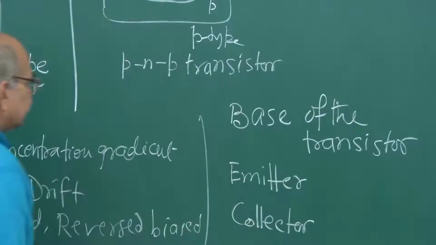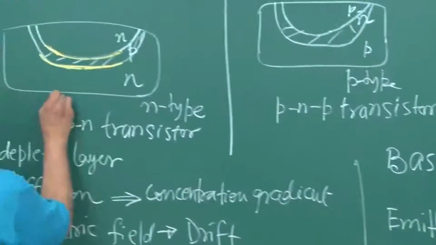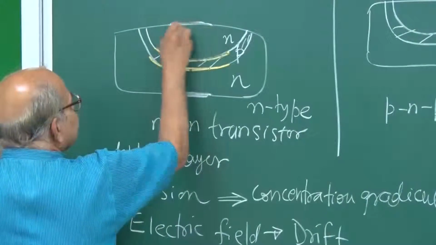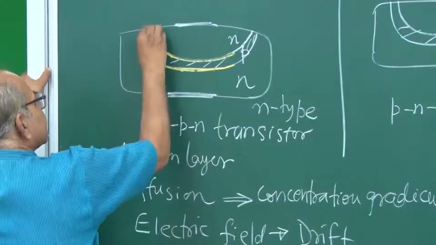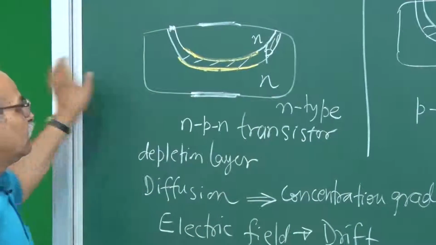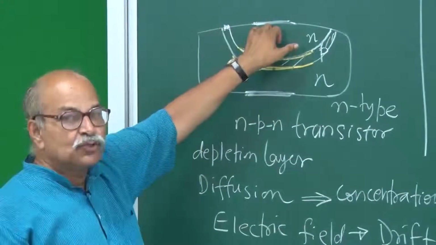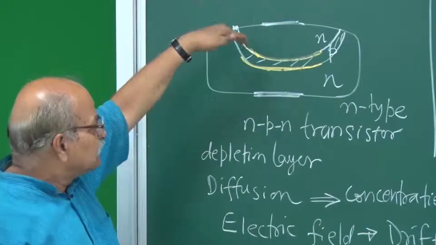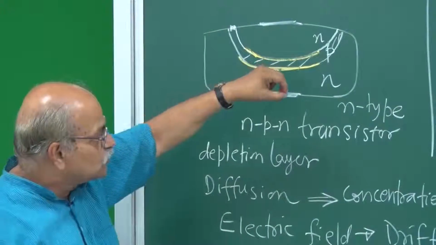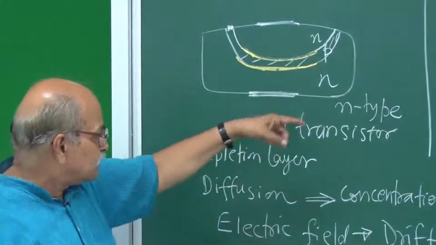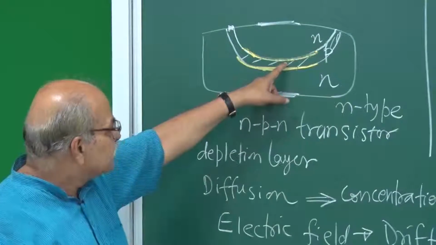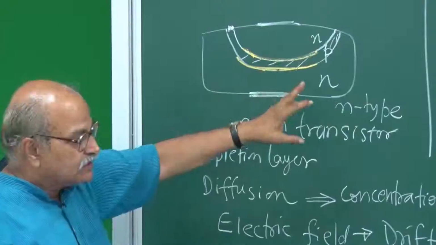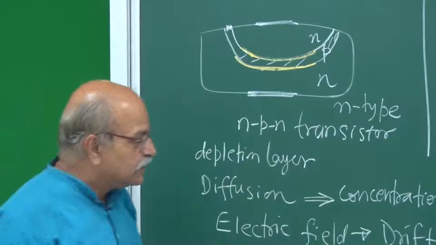You will have a metal contact somewhere here, and here, and here, so that all three can be joined to the external circuit. So you will have three terminals to join to the external circuit, corresponding to base, emitter, and collector. This is the nomenclature, this is how we name it.